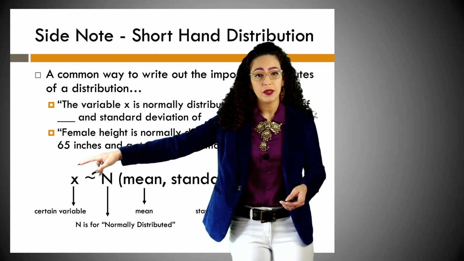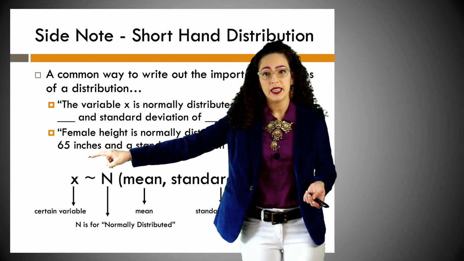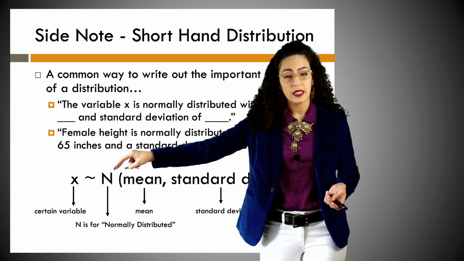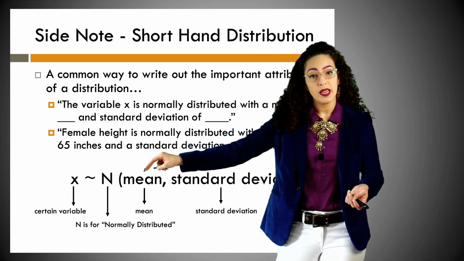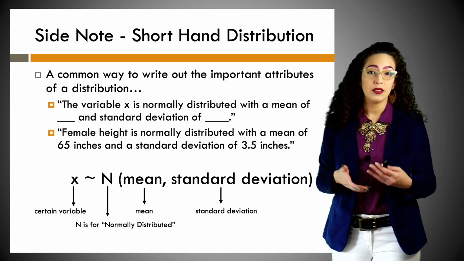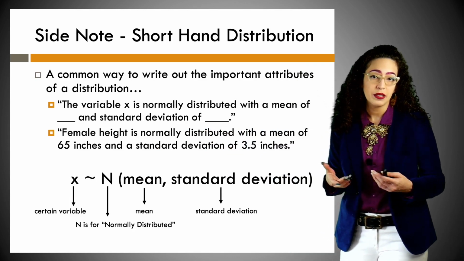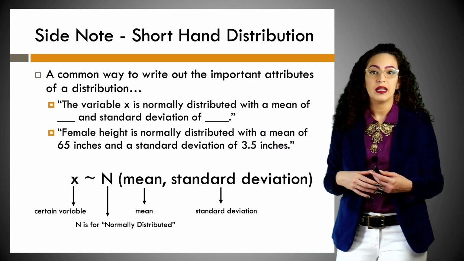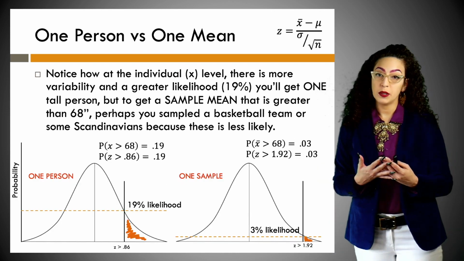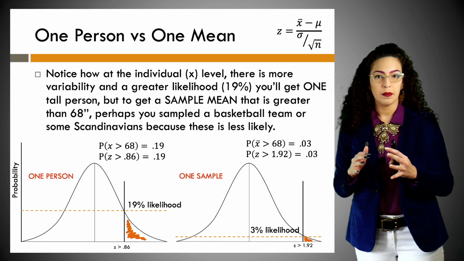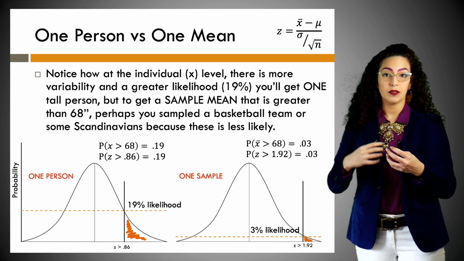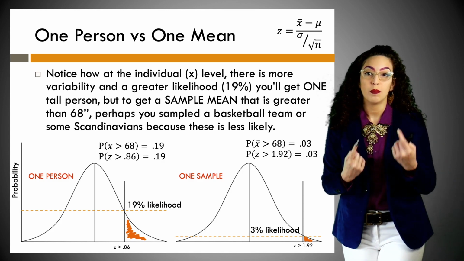A certain variable, in this case height, is distributed, that's what the tilde means here, normally, that's what the N stands for, and it has a mean of and a standard deviation of. Again, you do not have to know this, but it's pretty neat notation, and if you do any other math, they might write out things like this. So now that we have both of these probabilities, let's really look at them and try to internalize these differences of observing one person versus a whole mean.